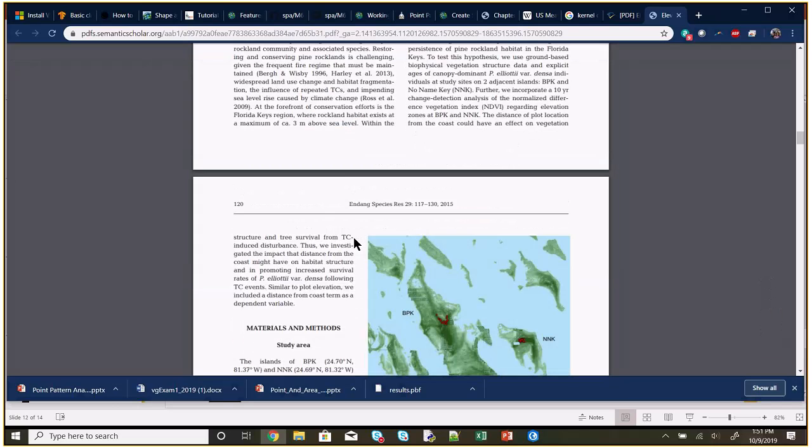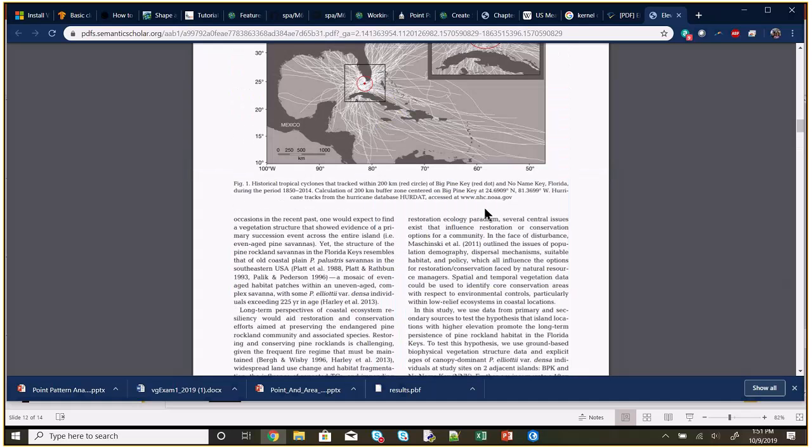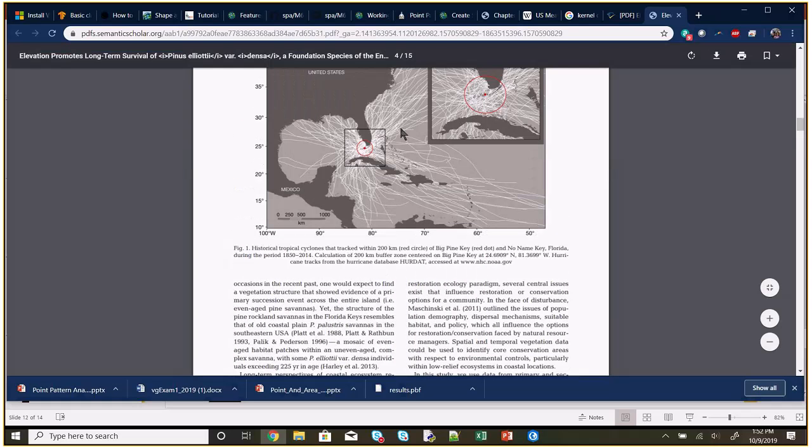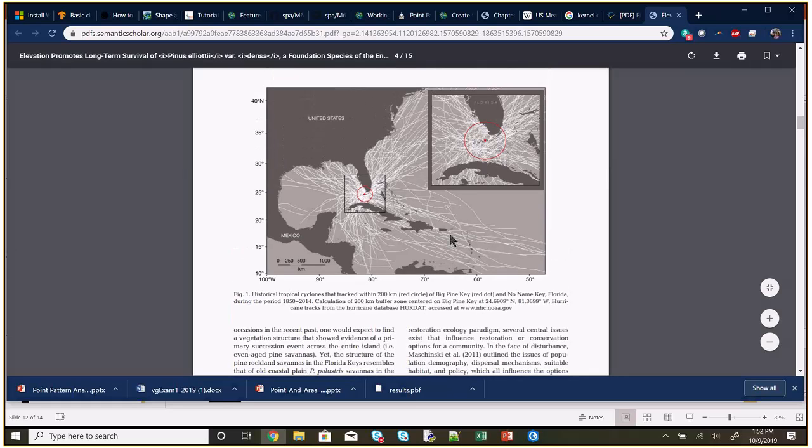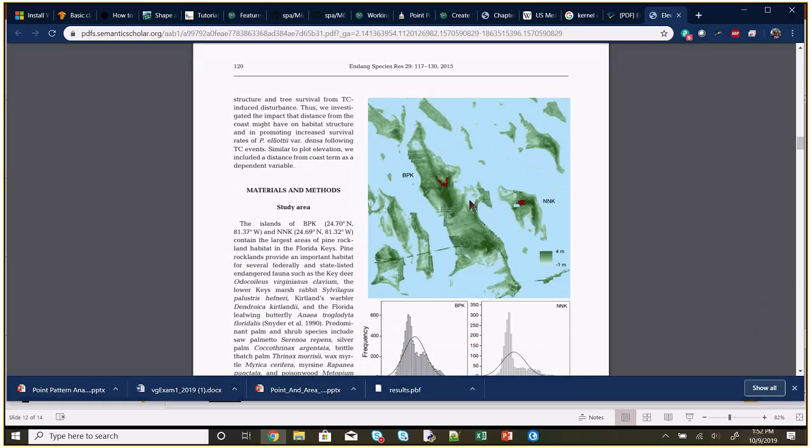So we're in the Florida Keys here, and the Florida Keys are affected by hurricanes. That's what this is showing, all sorts of hurricanes coming into the Florida Keys. They have vegetation growing on them, a large portion of which is pine trees, kind of like here, but different species of pine trees. But the elevation, has anybody been to the Florida Keys before?